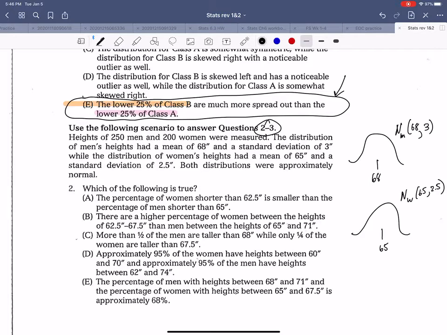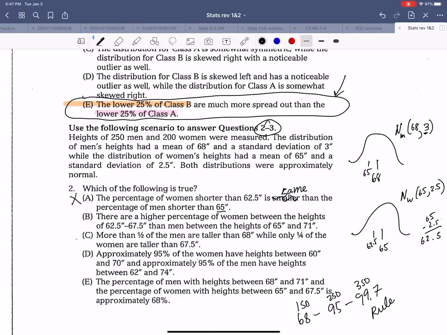So when we look here, we know this 68, 95, 99.7 rule applies. That's having to do with 1 standard deviation, 2 standard deviations, and 3 standard deviations from the mean. So the percentage of women shorter than 62.5 is smaller than the percentage that's shorter than 65. So I've got to kind of write out one of these. So that's 1 standard deviation less than 65. And what's 1 standard deviation less? That's 62.5. So essentially they're saying one is smaller than the other, and the answer is no, they should be the same because they're both 1 standard deviation under the mean.